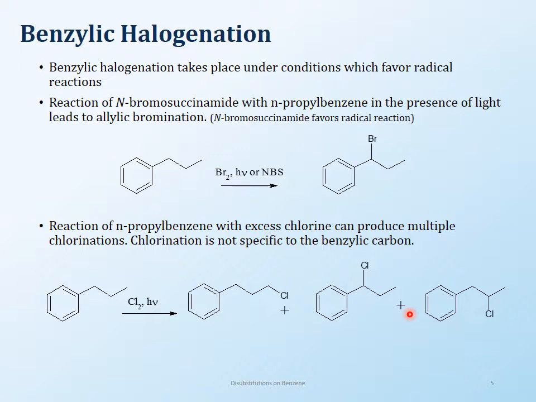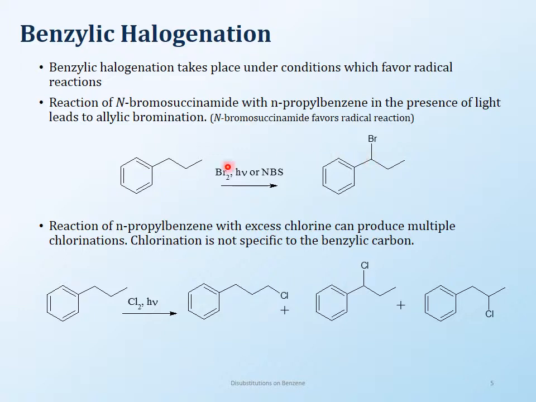So chlorination will react very fast, and so it doesn't really have any specific place to go to. It will react everywhere, not on the benzene ring though. Anywhere outside the benzene ring. Whereas bromination, on the other hand, is a slow process. And so then it reacts only here at the benzylic position.